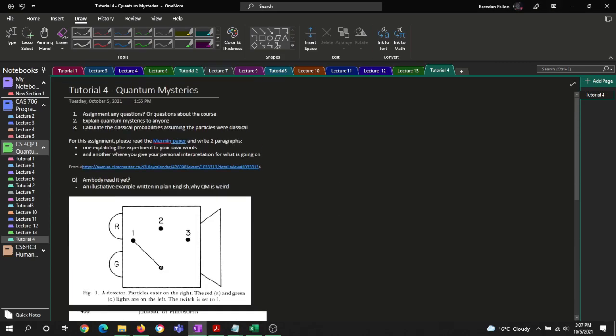The first part is to explain the experiment in your own words. Take whichever way I interpreted it, or whichever way you read about it, and say this is what happened in the experiment. And then the next paragraph is what you thought about the experiment, any questions you had, just anything that follows up on the actual experiment itself. So your own personal interpretation of the things.